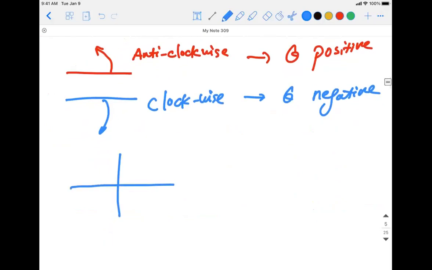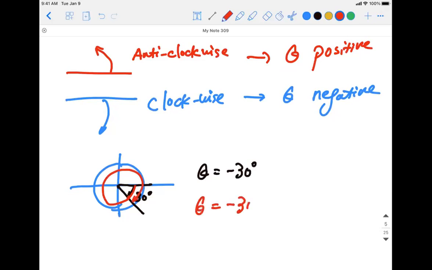If I still have a unit circle, I have a theta. Okay, I rotate to here, 30 degrees. So I will say my theta equals minus 30 degrees. Minus 30 degrees, which makes sense, right? But what if I want to go here, I take another 360 and then go back. Theta is going to be minus 30 degrees, minus 360.